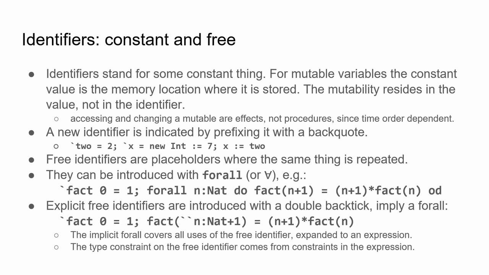So you can use for all, but that gets annoying, and so we have another rule, which is that you can introduce a free variable with double backticks, and that will create an implicit for all. So the example here is exactly the same as the previous one. It's just that the for all is constructed to contain all instances, to the smallest expression that contains all instances of the identifier n in this case.